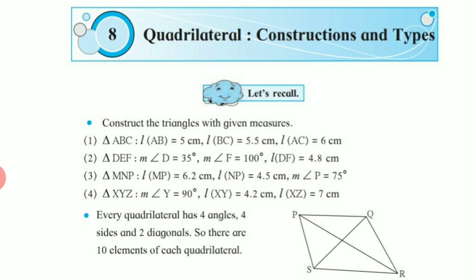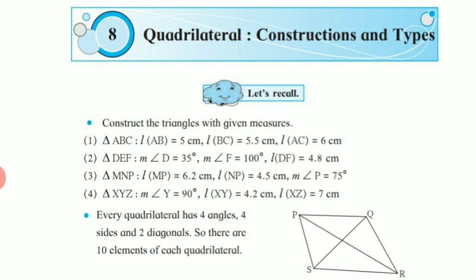Third, in triangle MNP, length MP is equal to 6.2 centimeter, length NP is equal to 4.5 centimeter, measure of angle P is equal to 75 degree. In triangle XYZ, measure of angle Y is equal to 90 degree, length XY is equal to 4.2 centimeter, length XZ is equal to 7 centimeter. From this given information, we can easily draw these four triangles.